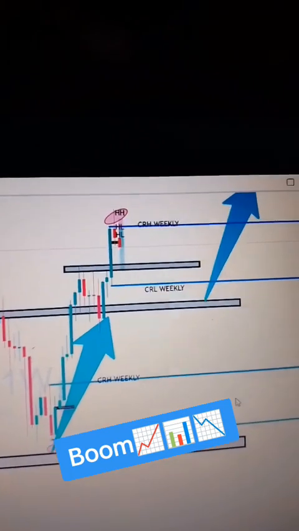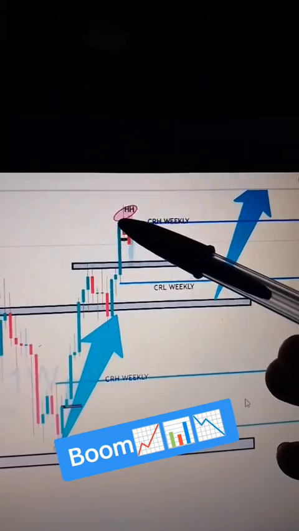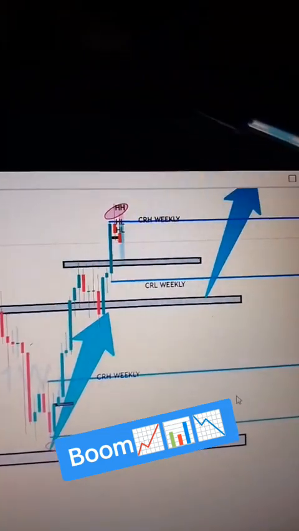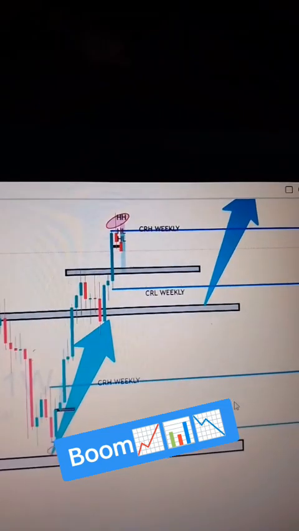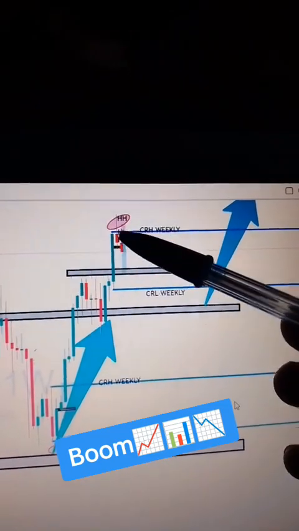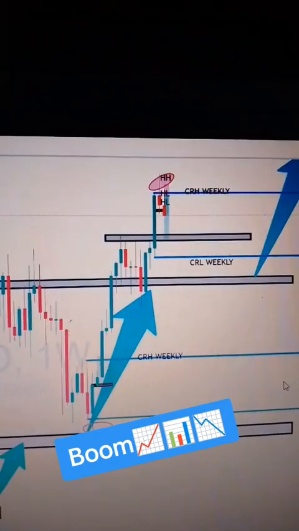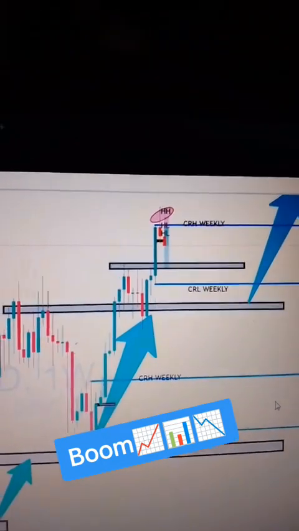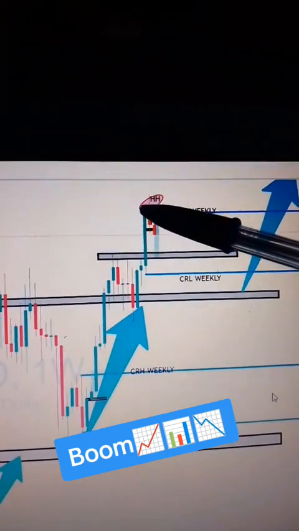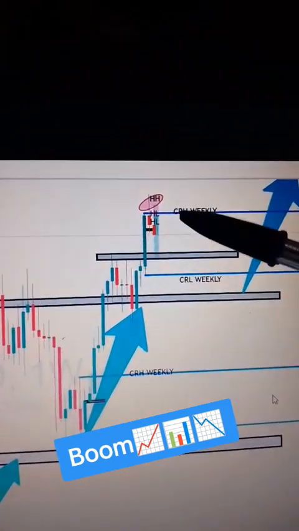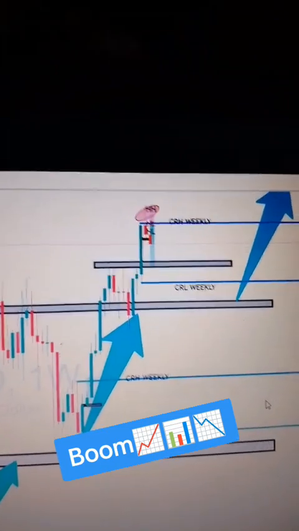So what I was waiting for is to see if this red candle is going to cross with the body above my candle range high for the weekly or cross below. If it was going to cross above my candle range high with the body, my setup was going to be invalid for the sells. But since the candlestick managed to cross below my candle range high, I was now going to look for sells.